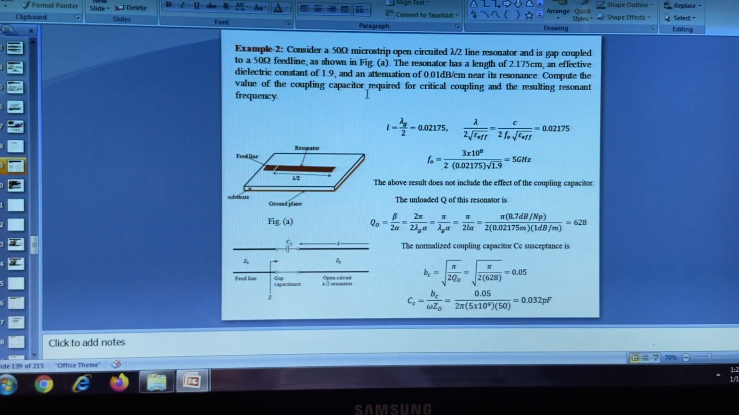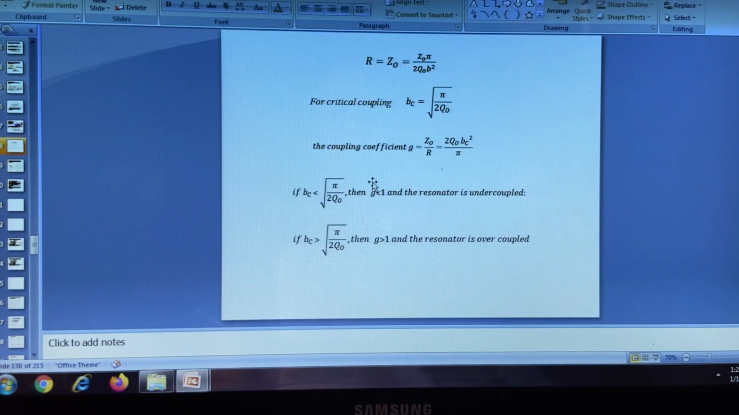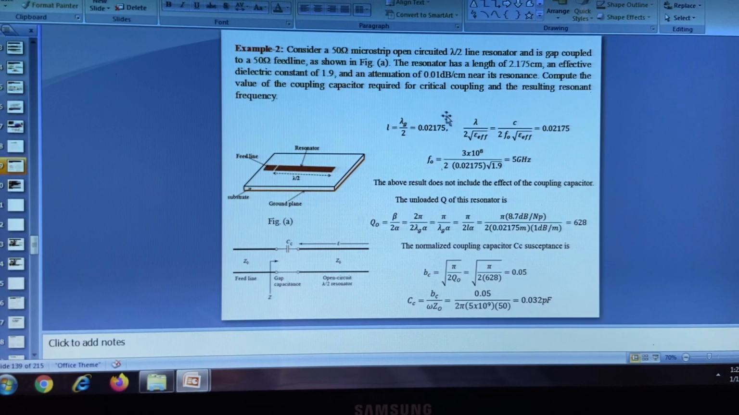Compute the value of coupling capacitor required for critical coupling and the resulting resonant frequency. So we have to compute the coupling capacitor required for critical coupling. Because of this gap coupling, there is a coupling capacitor. As we discussed in the previous topic, this coupling capacitor must be such that critical coupling will be there. We have to calculate that for this given problem, and find out the resonant frequency.